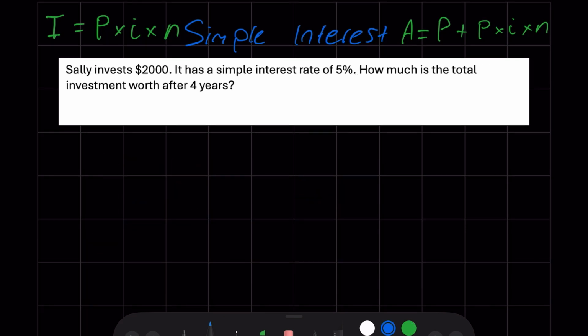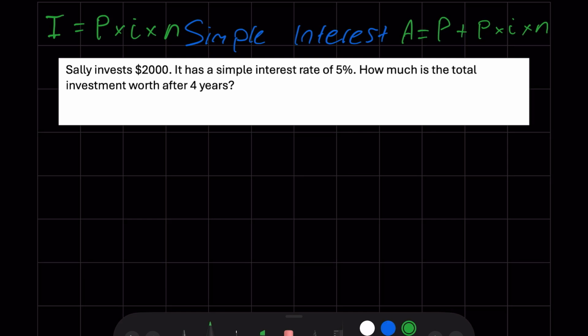This one says, Sally invests $2,000. This means that she puts $2,000 into something. It has a simple interest rate of 5%. What is the total investment worth after 4 years? Now, this question is asking what the total investment is worth. Do you remember in the top left here, we have our interest, and in the top right, we have our formula for our total. So whenever a question is asking you for a total with simple interest, we use the formula in our top right.